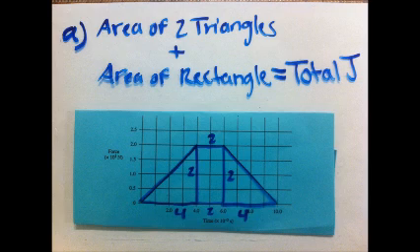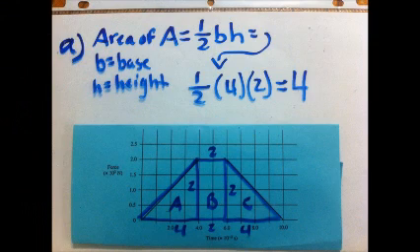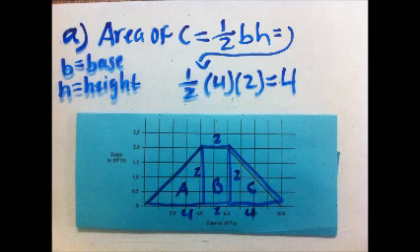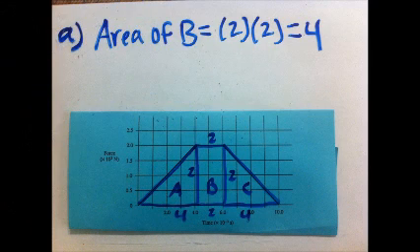So first let's find the area of A, which is a triangle, which is 1/2 times base times height. B is the base and H is the height. So with that equation you plug in and you get 1/2 times 4 times 2, which is equal to 4. And the area of C is the same triangle, so we do the same exact formula and plug in, and we get an area of 4. And the area of B is 2 times 2, because you can see the rectangle has a base of 2 and a height of 2 also, so 2 times 2 is 4.